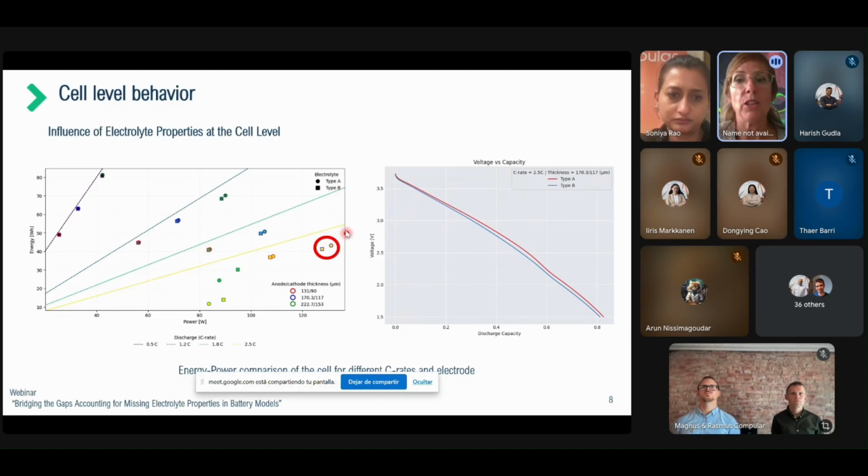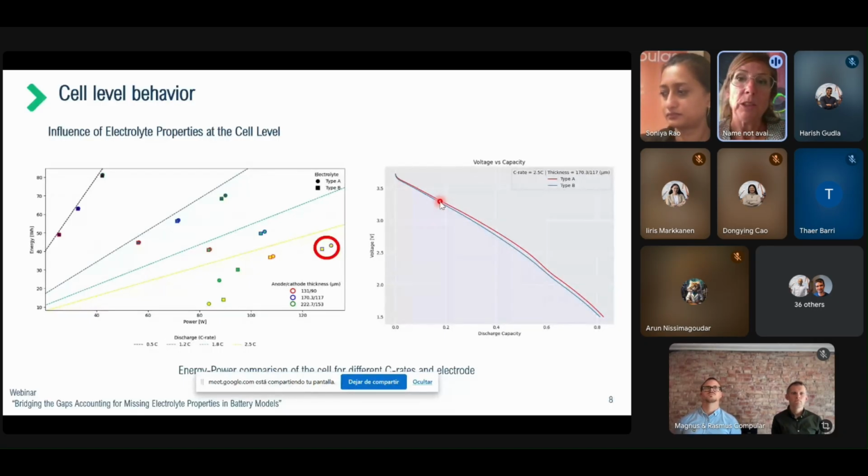And in this case, we are considering the discharge at, for instance, a high C rate, but with a medium thickness electrode, there is not so much difference between the type A and type B electrolyte. So this is one example, and this is one study in which it's really important to have these kinds of tools in which you can connect electrolyte properties and cell performance.